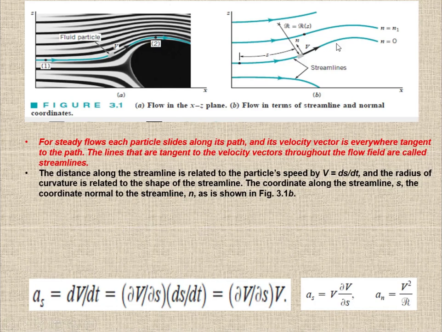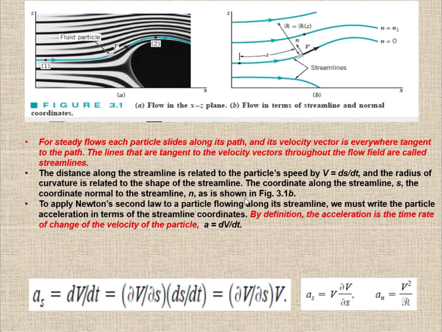This one has a different radius of curvature, this one has a different radius of curvature. Okay, so the coordinate along the streamline, so this is a streamline, the coordinate along the streamline is S and the coordinate normal to this streamline is N. The coordinate along the streamline is called S and the coordinate normal to the streamline is called N, as shown in the figure.